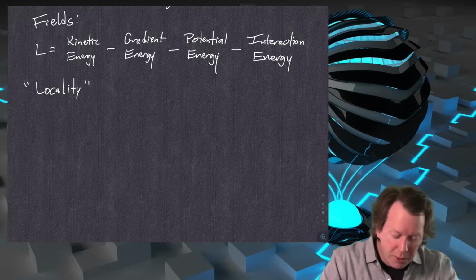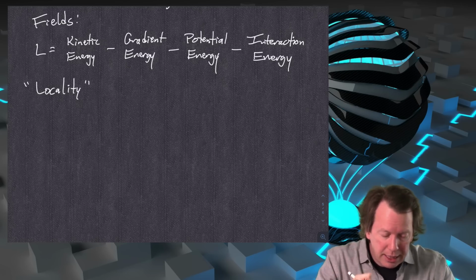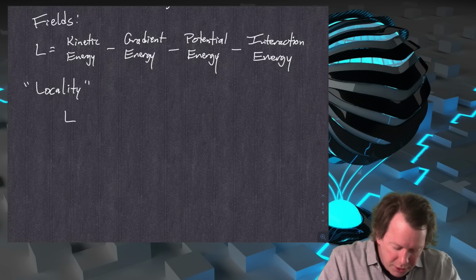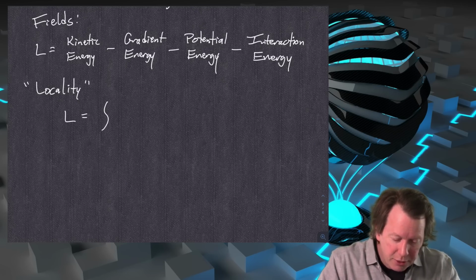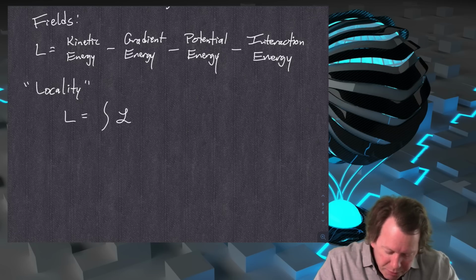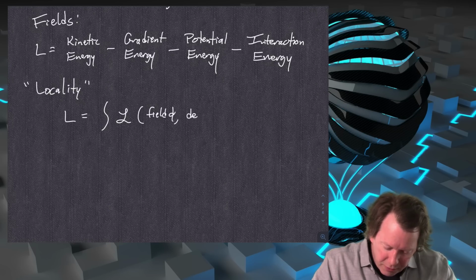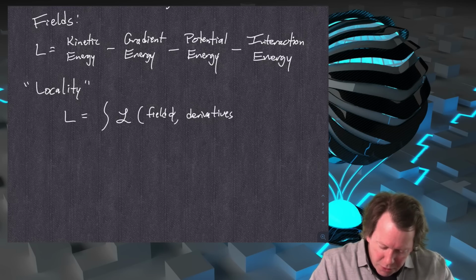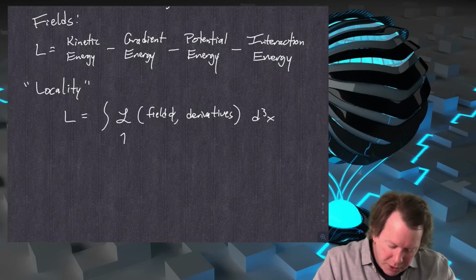So the way that locality manifests itself in this language is that the Lagrangian for a quantum field is an integral over space of something which we call the Lagrange density. And the Lagrange density is a function of the field phi and its derivatives. Oops, can't spell anymore. I'll just say the derivatives. I'm not going to try to notationalize that. Integrated over all of space. So this curly L is the Lagrange density.